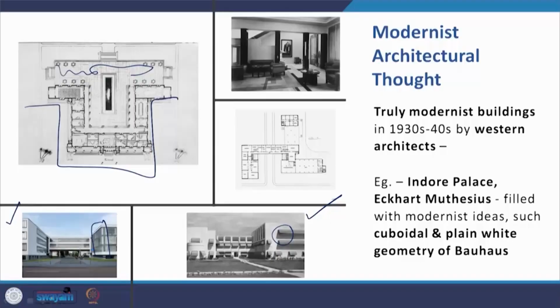So again you can compare this somewhat symmetrical plan of Muthesius with the overall functional organization of Bauhaus, and this is an interior shot of the Indore Palace. And if you were to look at other images of interiors of modernist architecture of the time, you would be able to relate it with that.